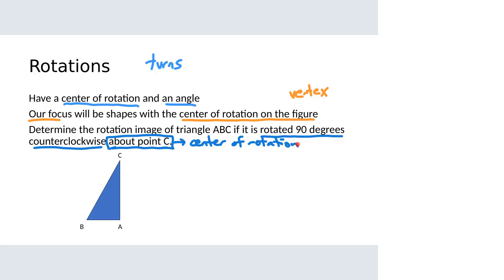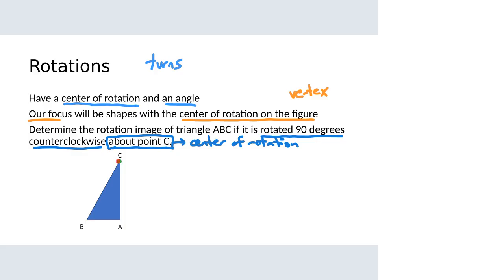If you imagine a clock and you put your finger right where the hands start, and you could spin the clock around, but that point where your finger was didn't move. That's the center of rotation. That's the thing that doesn't move. And so what we're told here is that point C is not going to move.